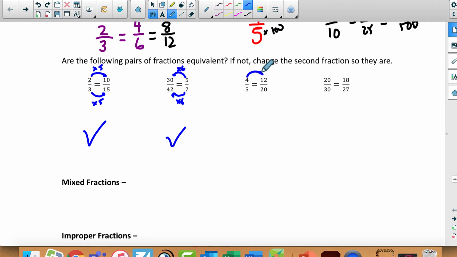Okay, next one. 4 to 12. Well, I guess I had to multiply by 3. 5 to 20. Wait a minute. I multiplied by 4. So this one is not equivalent.